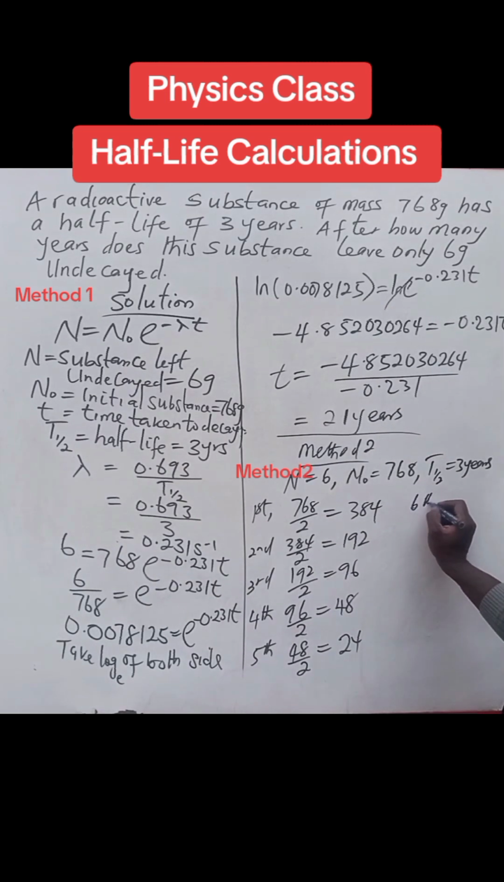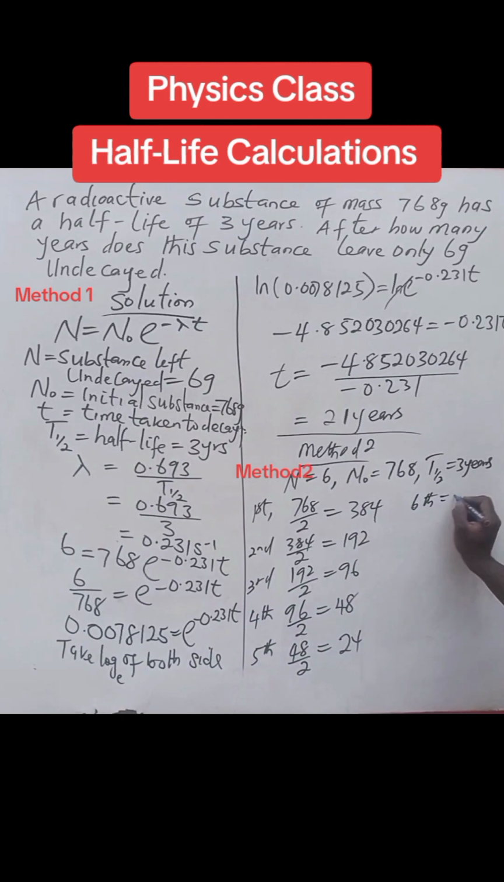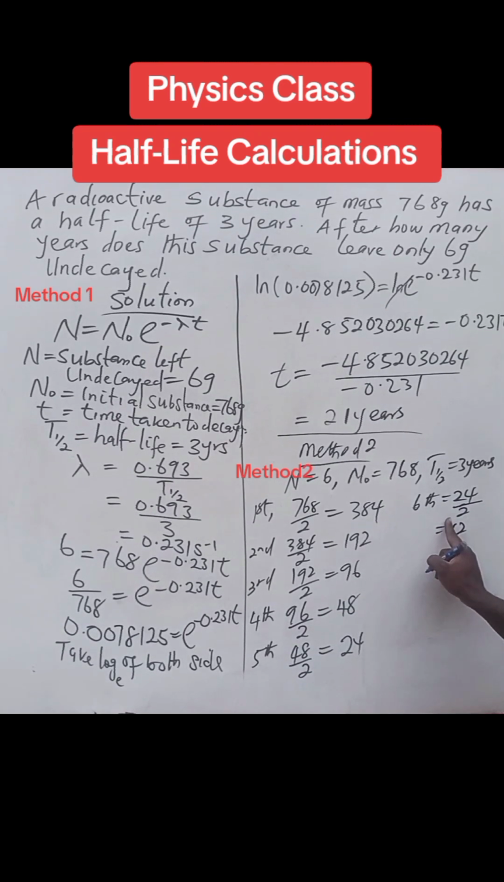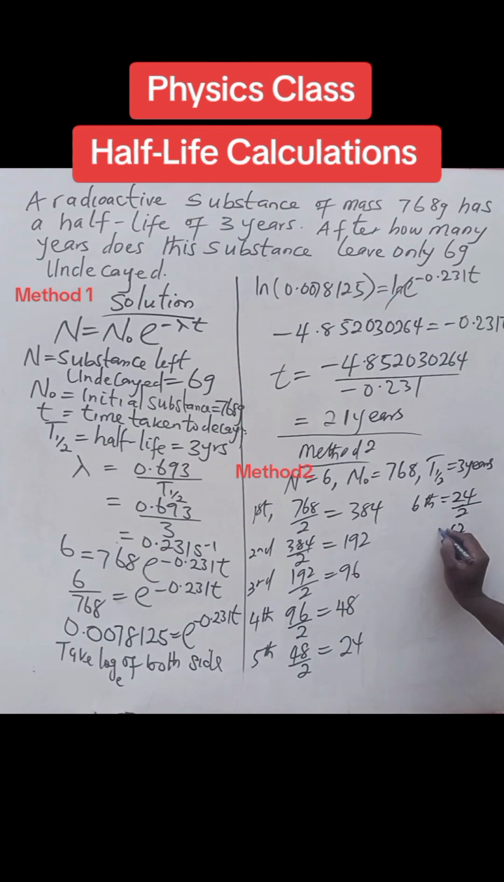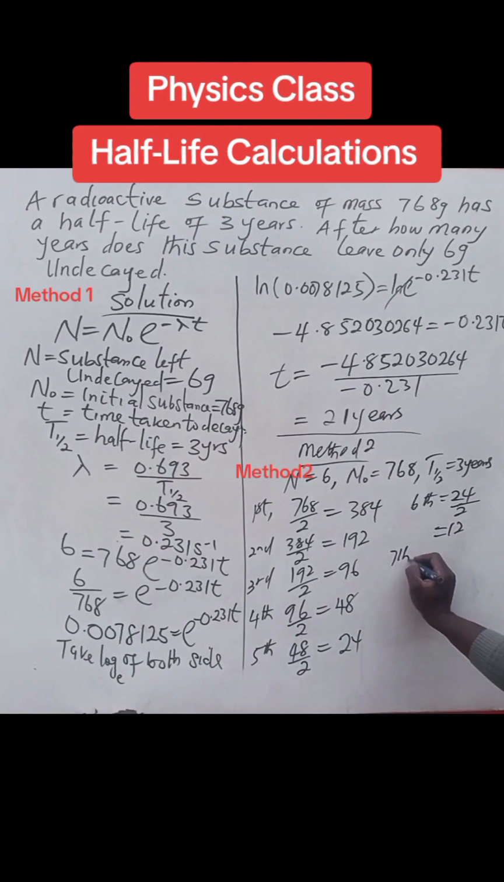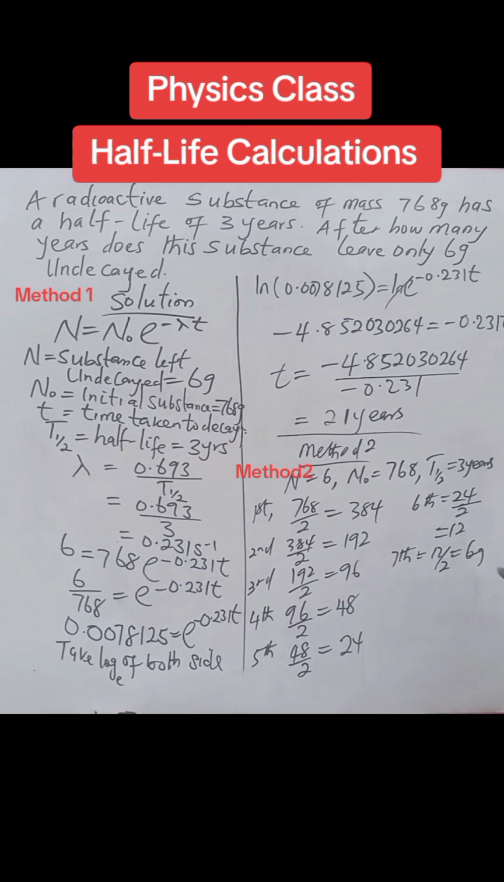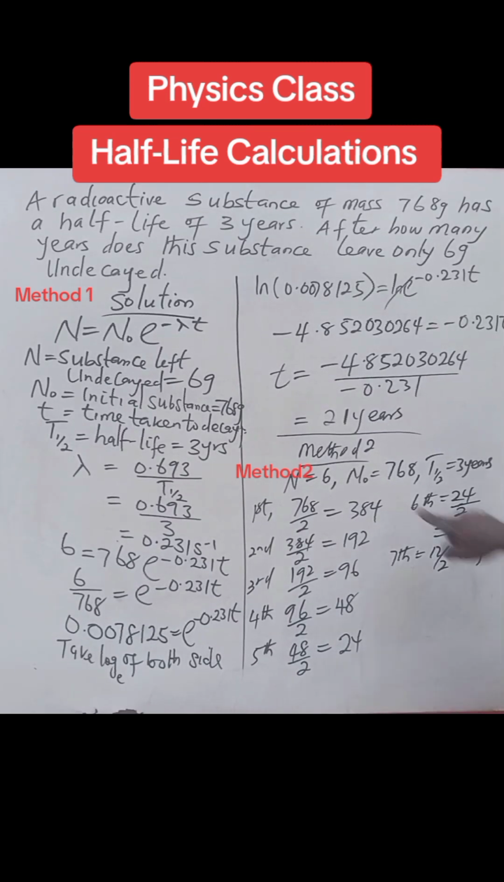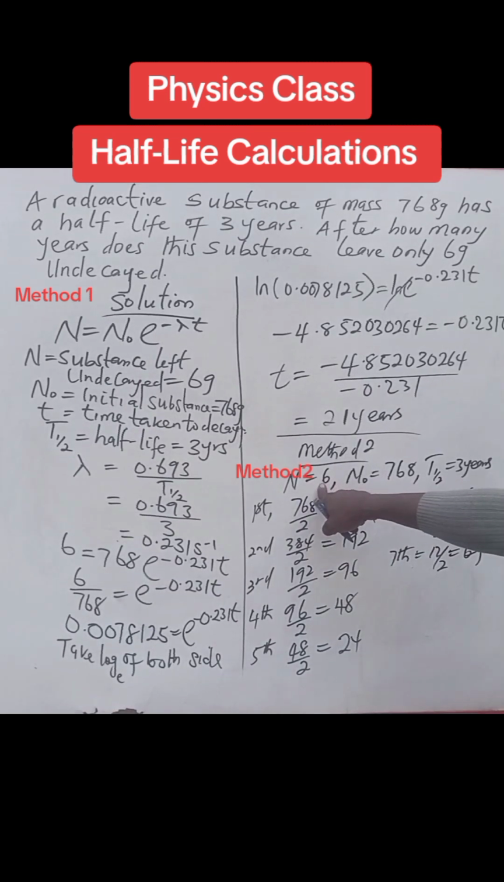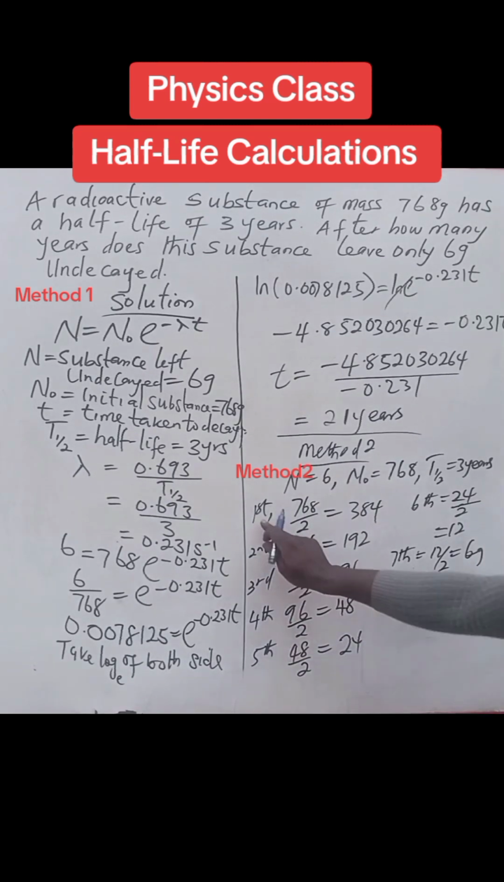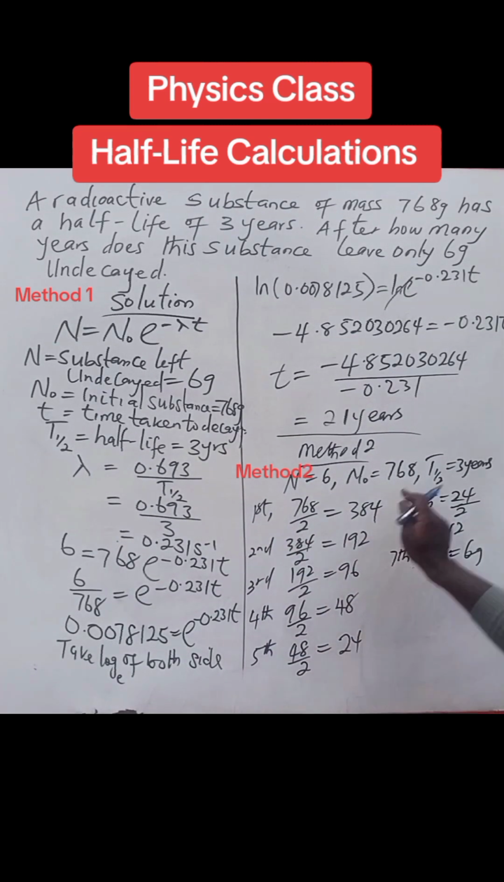The sixth, 24 divided by 2, we have 12. And then the seventh, 12 divided by 2, we get 6 grams. So this is the last, where it decayed from 768 down to 6. So how many do we have? 1, 2, 3, 4, 5, 6, 7.